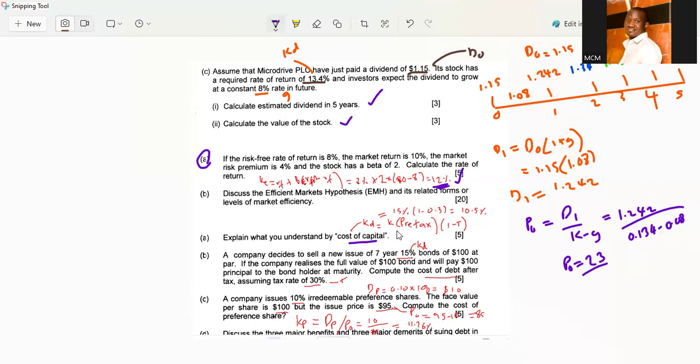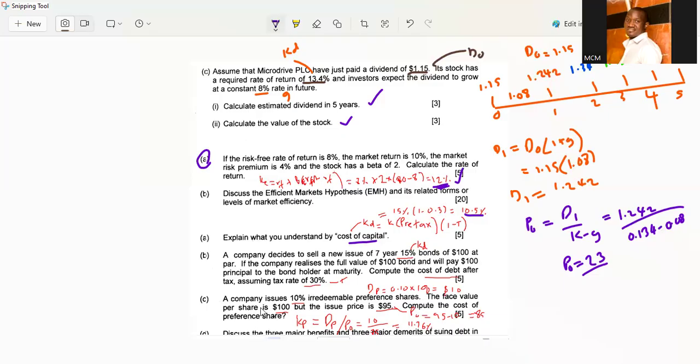Here, some information is irrelevant. So what is the cost of debt? It's 15%. Then 1 minus tax, so the tax is 30%, so 1 minus 0.3. Instead of paying 15%, you're going to pay 10.5%. That is how you calculate the cost of debt after tax, with a tax rate of 30%.